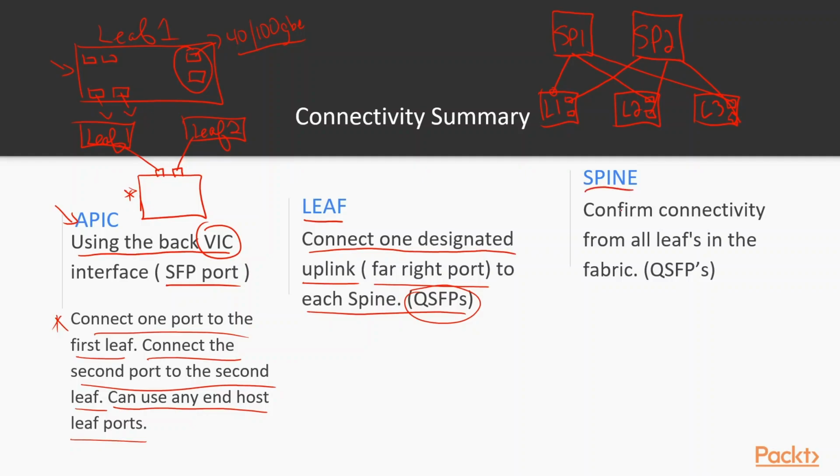And finally, for the spines, we just need to confirm what we just talked about. We need to make sure that we have connectivity from all leaves in the fabric. We want to make sure that every single leaf has an uplink to the spine, okay? Alrighty, so let's go ahead and continue to our next video.